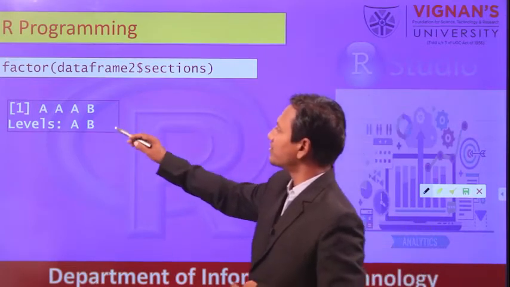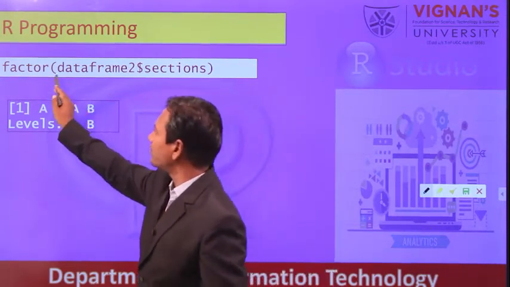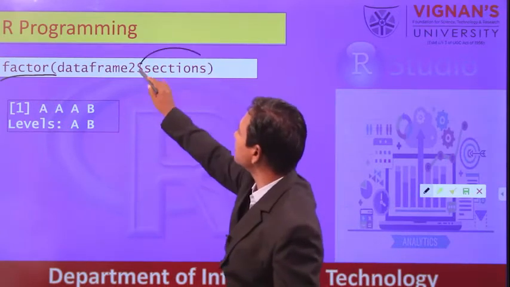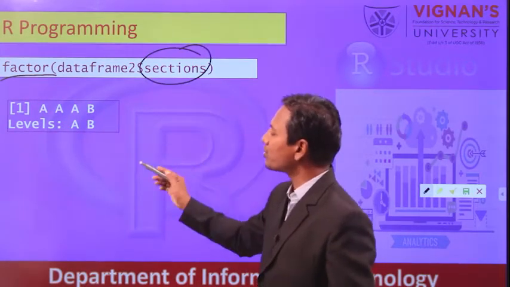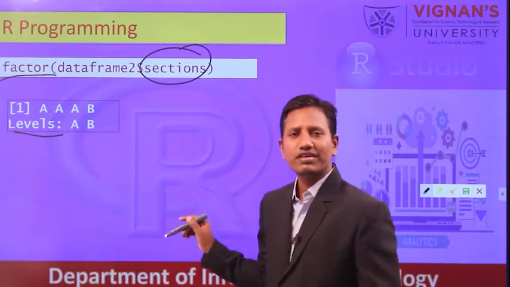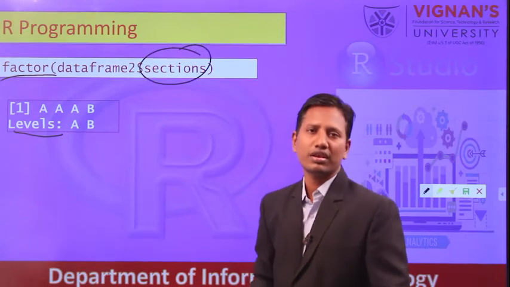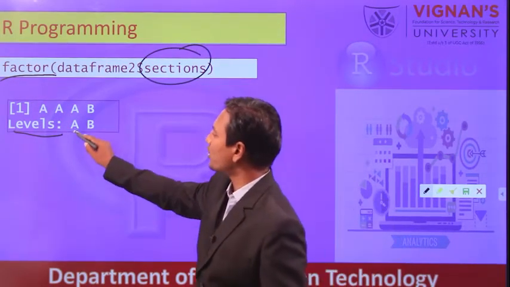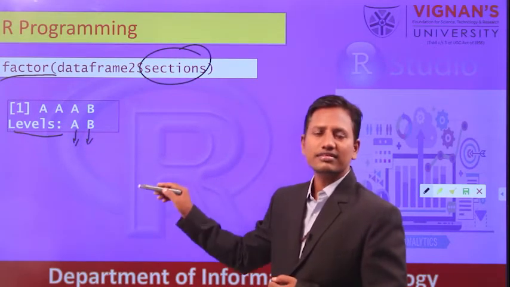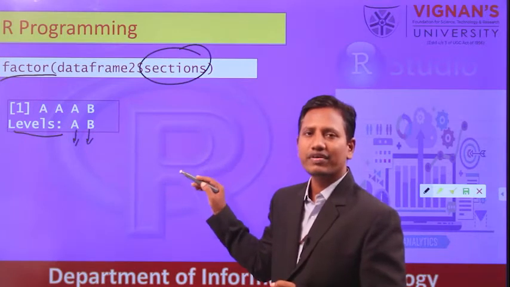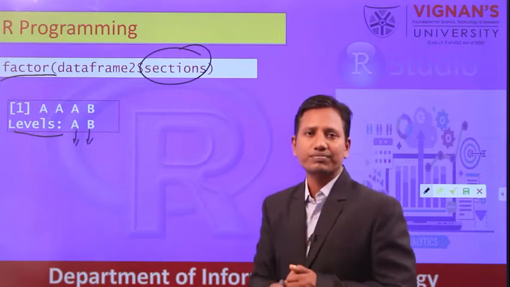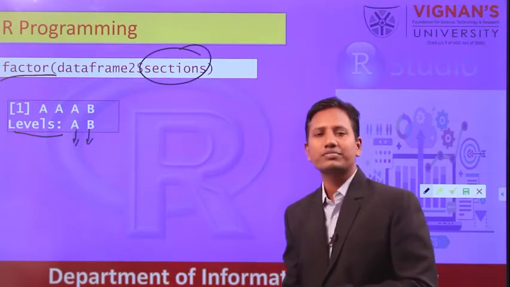But if you observe, here we are using the function called factor. To this factor function we have passed this sections, and the output you are going to observe is levels. So it's going to give us how many unique values are available. The unique values available are only two, one is A, another one is B. Like this, factor is going to identify the unique values which are present in the column. So this is an advantage sometimes.